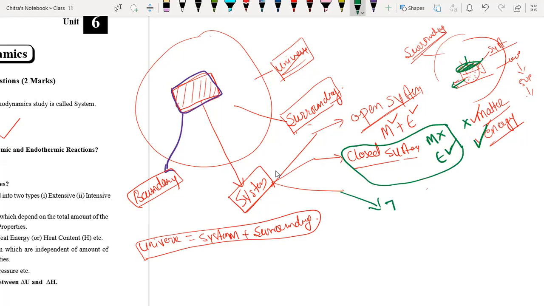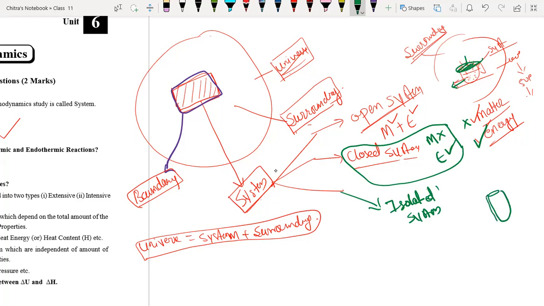Understood? Now we have the isolated system, the third type. Suppose that cup of tea is kept inside a thermos flask.